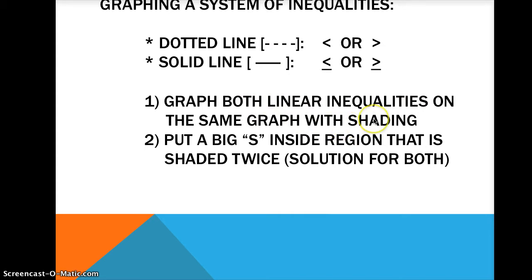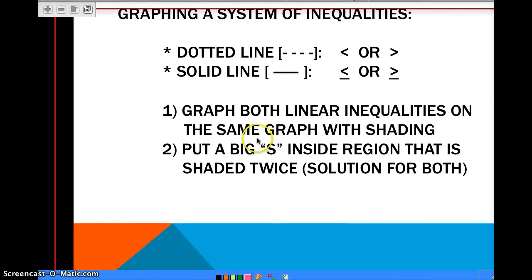And then the only thing that's different here is you're going to put a big S, which stands for solution for both. That's where it's actually double shaded. Guys, be very careful when you do this, where you look for the S, because the shading where it's being doubly shaded is sometimes hard to figure out if you get too carried away with your coloring. And you're going to need graph paper, so put me on pause and go grab some graph paper.